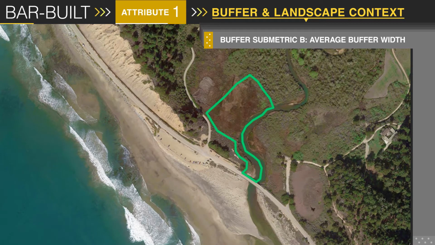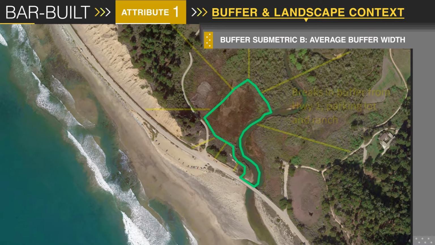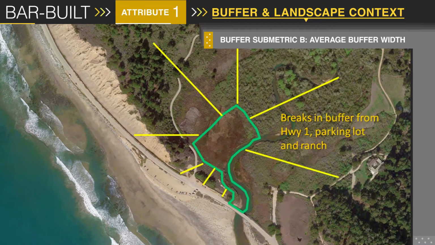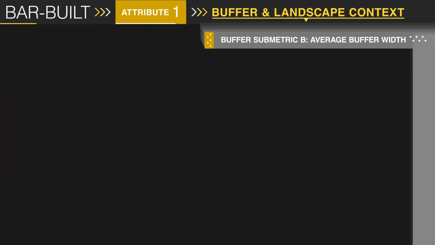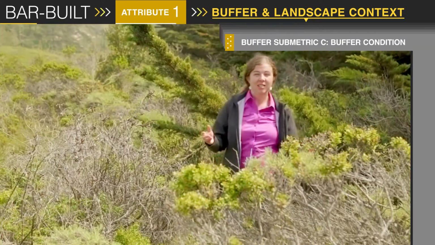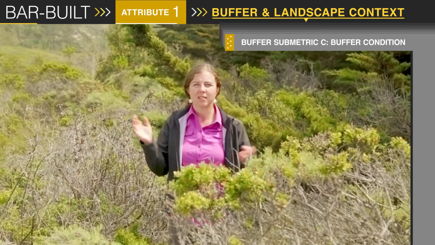For the second submetric of buffer, the average buffer width, use your aerial image. With the AA drawn on the aerial image, place 8 lines equally spaced around that AA where buffer is present. Draw them 250 meters long or until they encounter any non-buffer land cover type. Take an average of those 8 lines and refer to the rating table in your field book for the appropriate score. Buffer condition is assessed in the area where buffer is present.